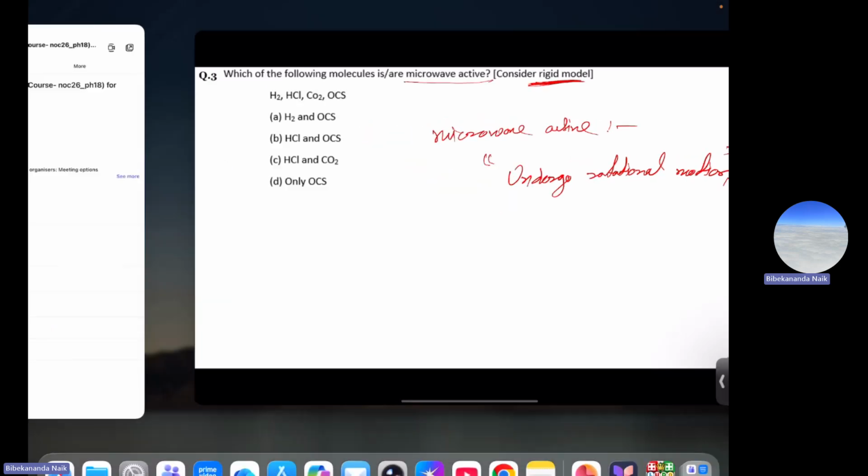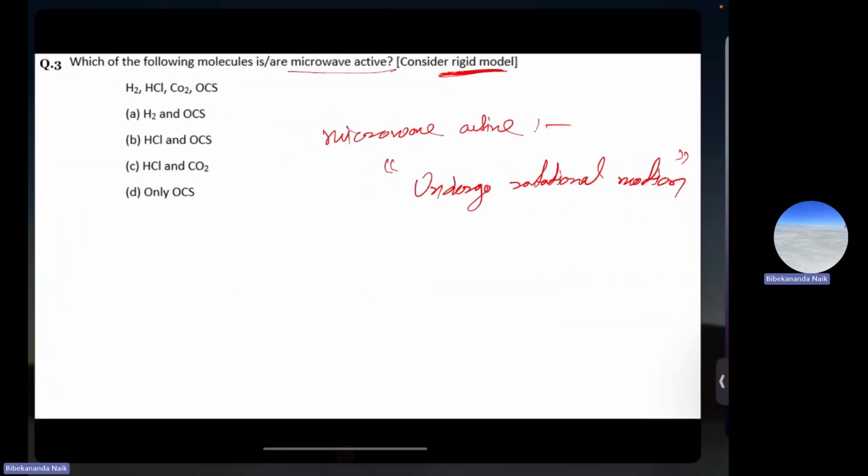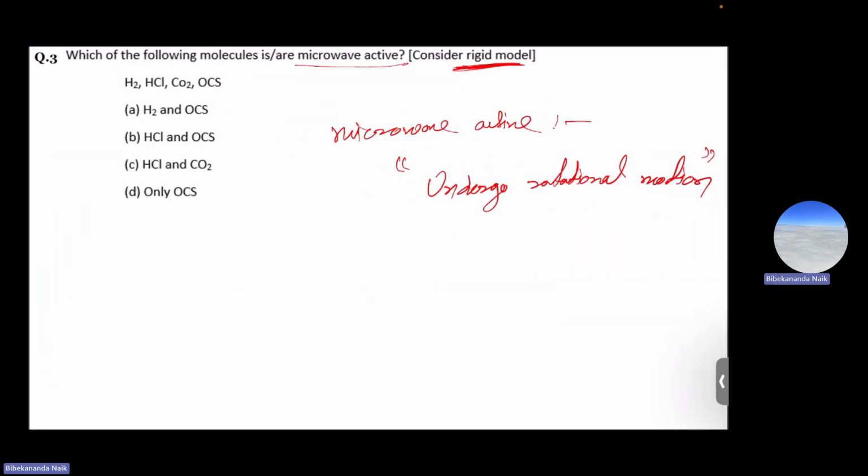So now, the microwave active molecules are those molecules which can absorb or emit microwave radiation because they undergo rotational transition. The molecules with a permanent dipole moment are called microwave active because the microwaves interact with the electric dipole. If there is no dipole moment, there will be no interaction and no absorption of the microwave. So the microwave active molecules are those which have a permanent dipole moment.